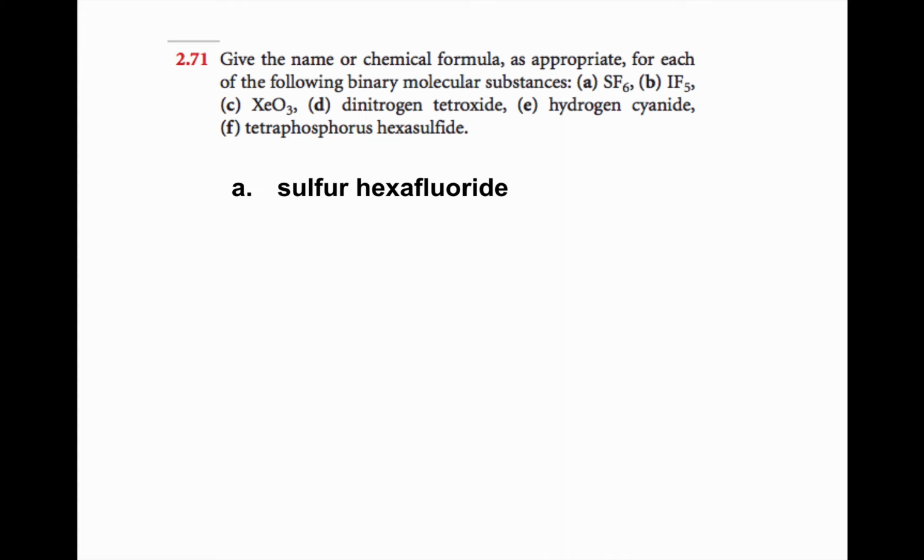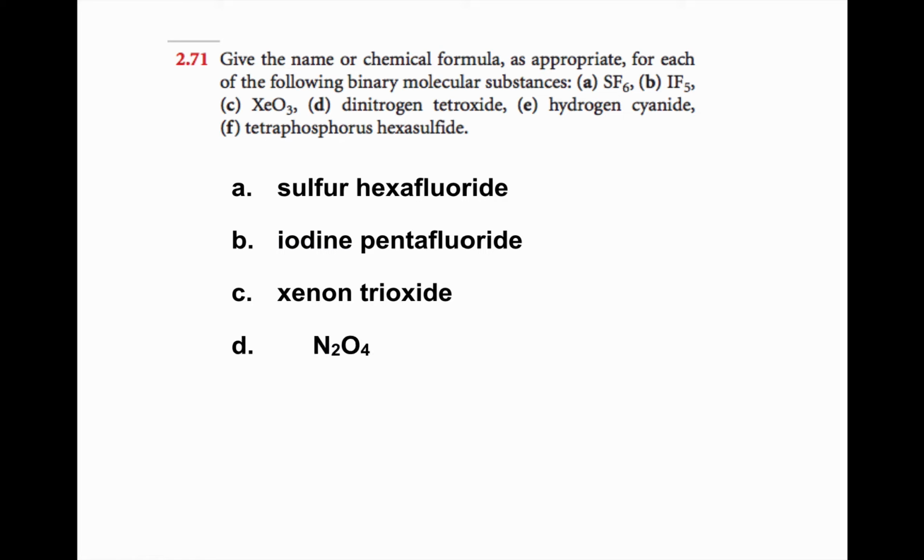So let's try the next one. Iodine is the less electronegative element, and 5 fluorine. So the counting prefix for 5 is penta. So iodine pentafluoride. Xenon, and you've got 3 oxides. So xenon trioxide. Dinitrogen. Oh, okay, so we're using a counting prefix with the first one because I have multiples of it. So 2 nitrogens, tetraoxide. 4 oxides.